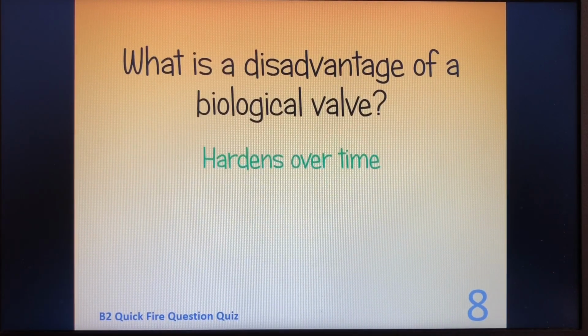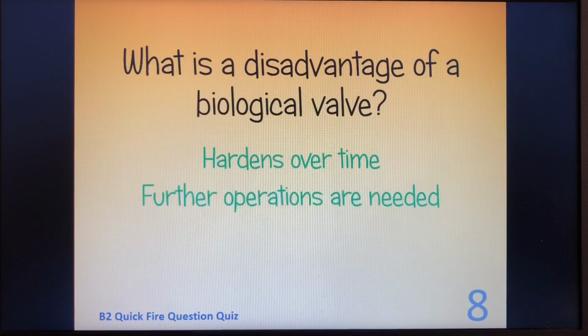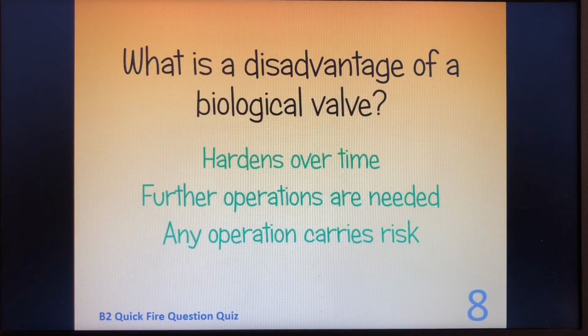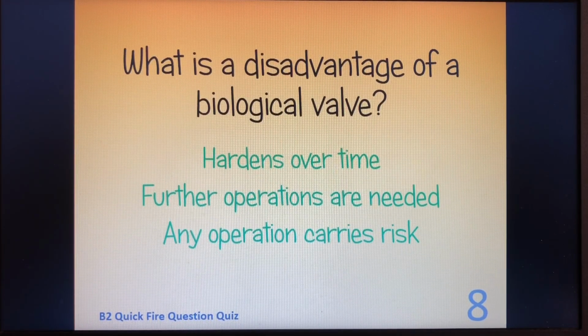Okay, let's look at the answers then. We've got, they harden over time. So if they're going to harden, be less flexible, that means they're going to need to have further operations to replace them. And as we know, any operation carries risk. There could also be in there, which I haven't got on there, but we could add religious reasons. There could be religious reasons why you would not want an animal valve in your body. So that will work as an extra point too.